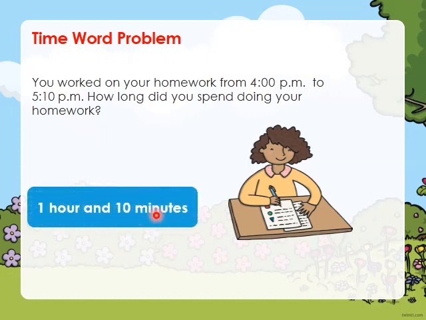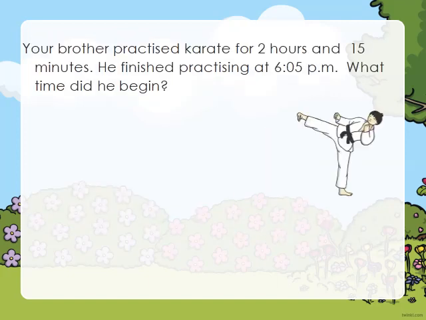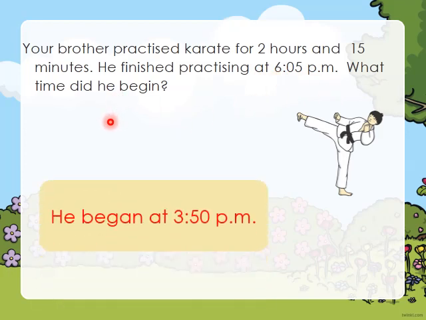1 hour and 10 minutes. Very good. You spent 1 hour and 10 minutes doing your homework. Excellent. Another example. Your brother practiced karate for 2 hours and 50 minutes. He finished practicing at 5 past 6. What time did he begin? He began at 10 to 4, or you can say 3:50.